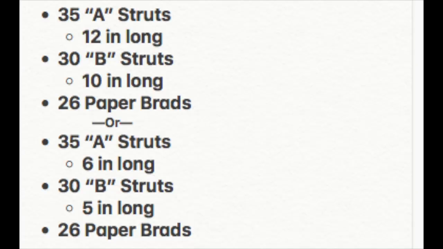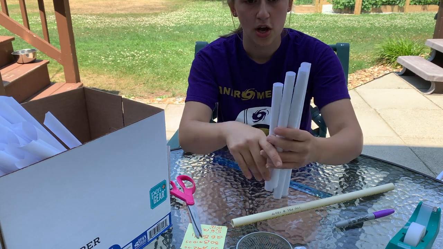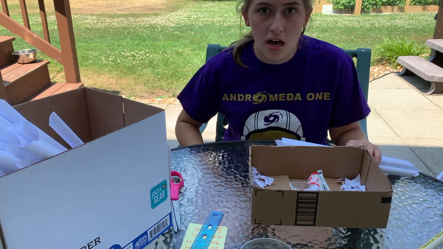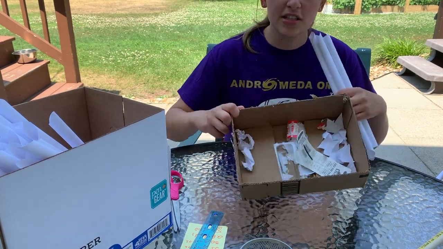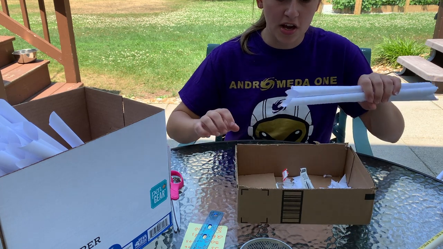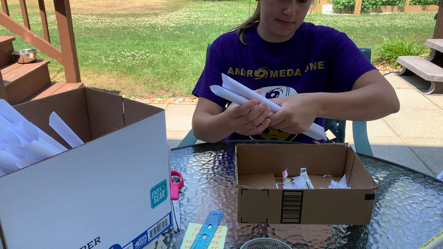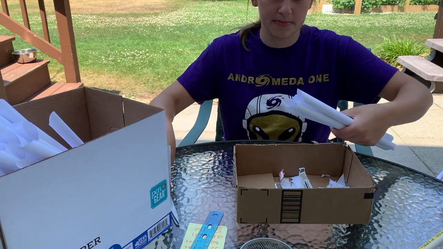Now for the A struts, we wanna make a total of 35. And the B struts, we wanna make a total of 30. So I'm gonna fast forward through the next part and cut out the rest of the struts. Another good thing to have is a little old box or a plastic bag that you can cut your scraps of paper into so that you can recycle them later. And that's what I'm gonna be going to do.